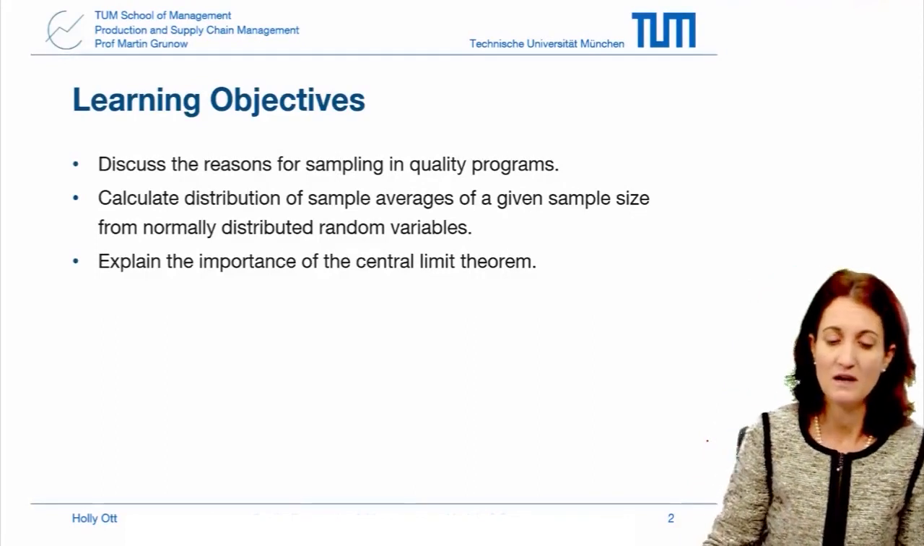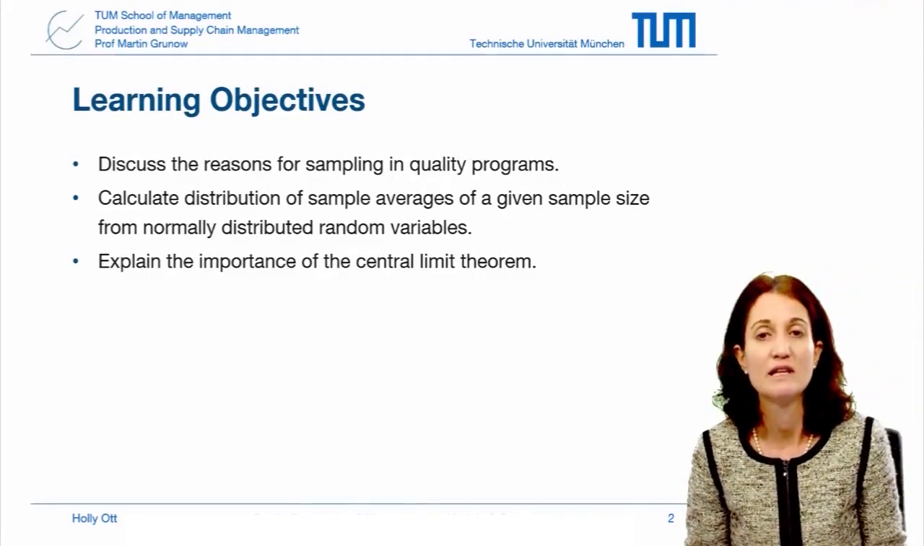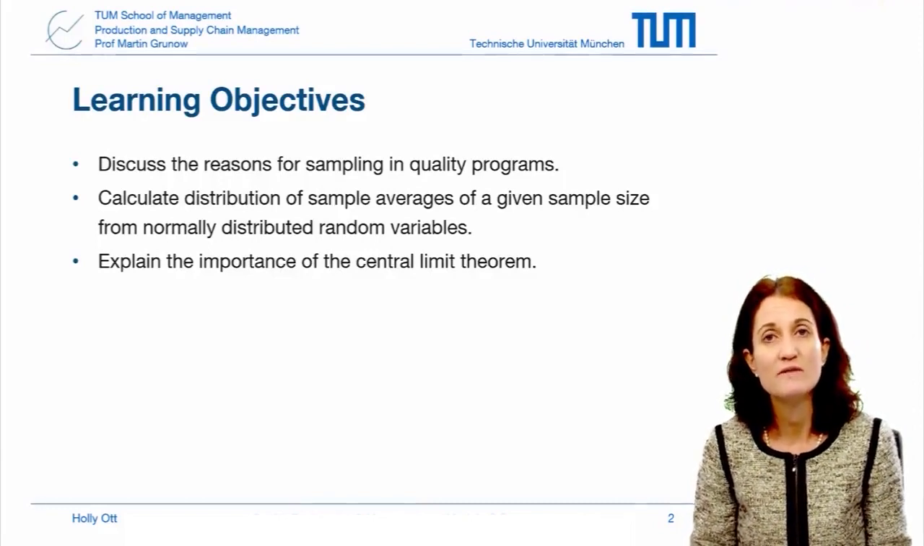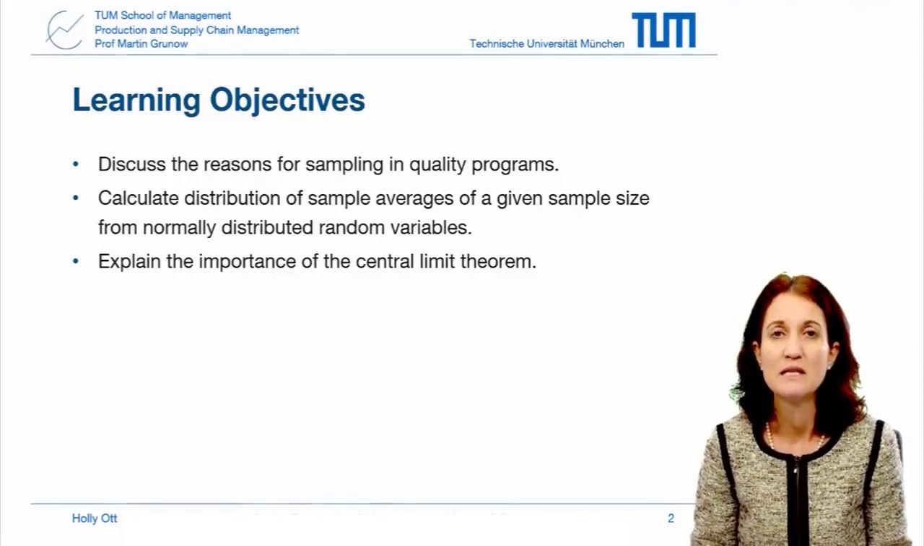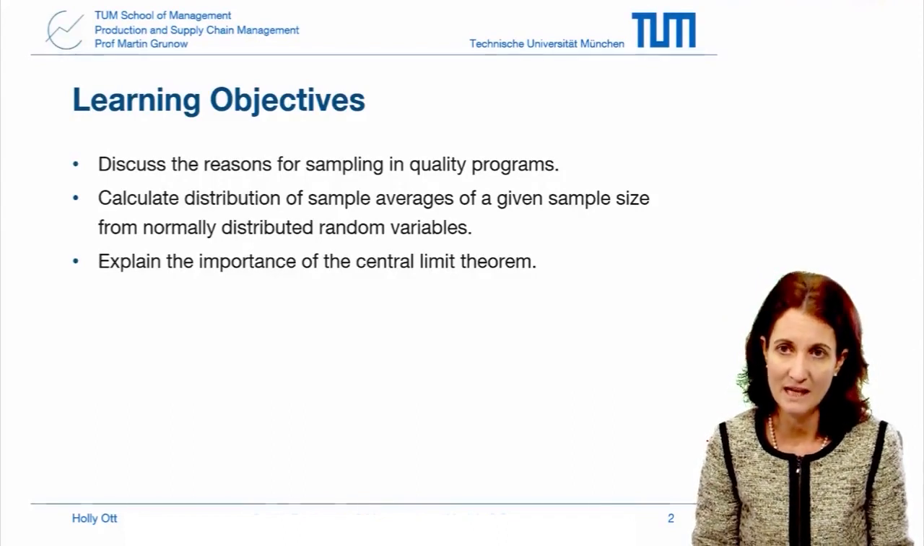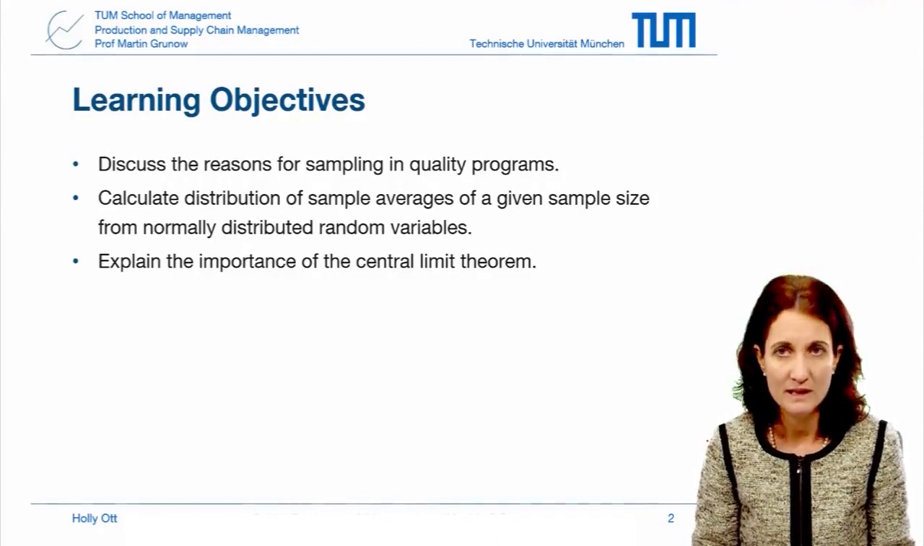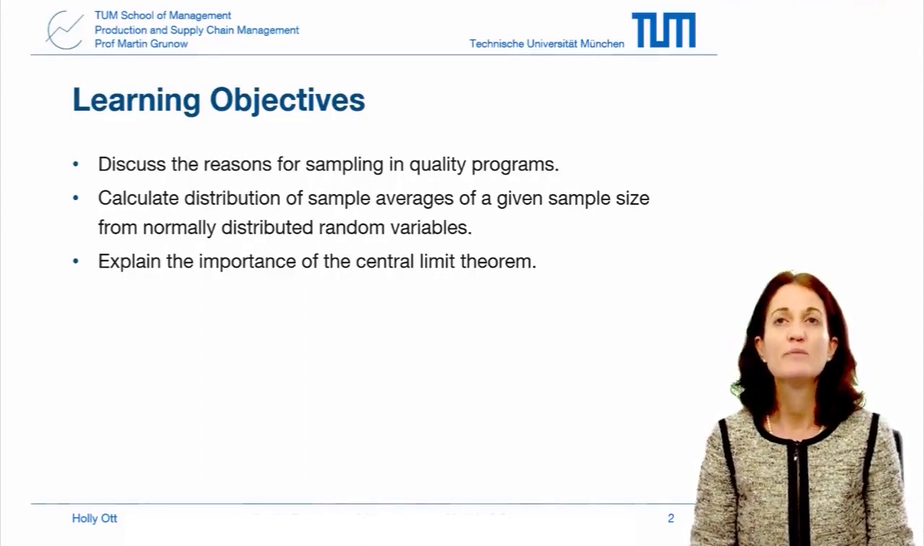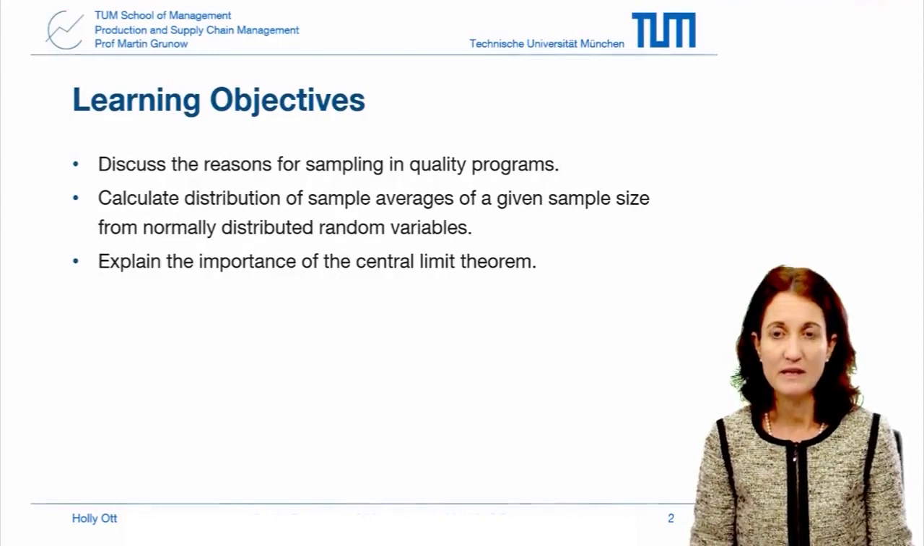It's very important that you take some time for that. For this session, our learning objectives are then to discuss the reasons for sampling in quality programs, to calculate the distribution of sample averages from a given sample size from normally distributed random variables, and to explain the importance of the central limit theorem.